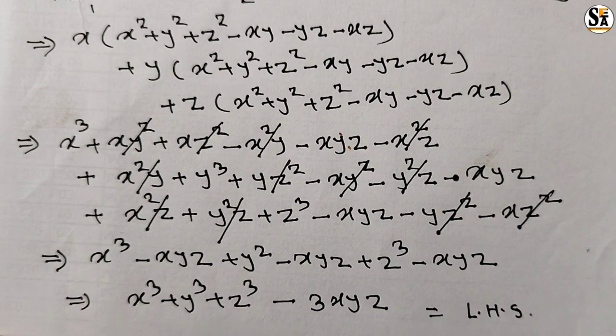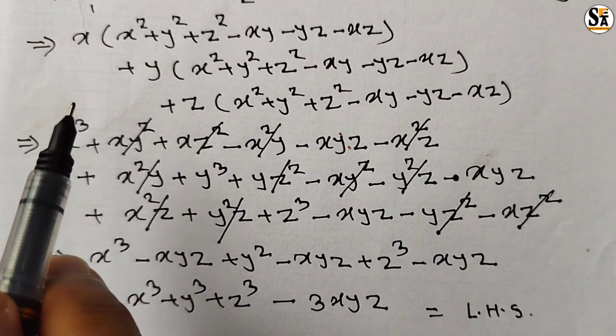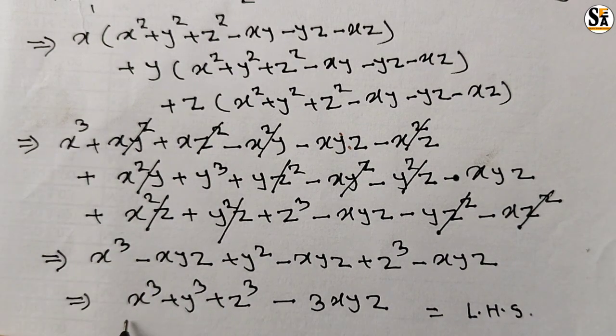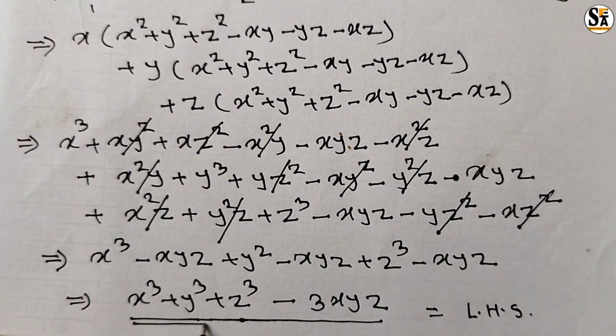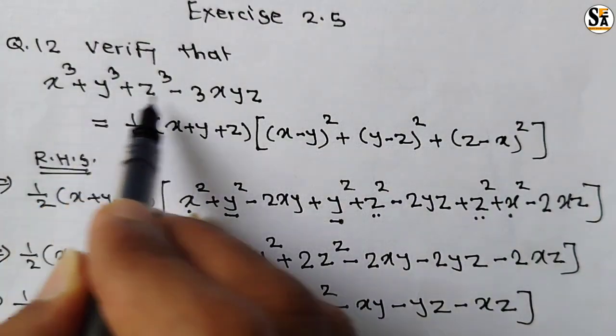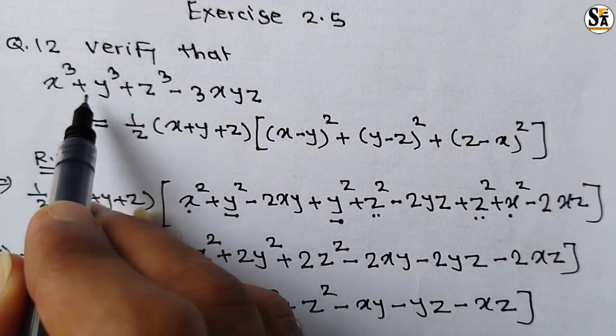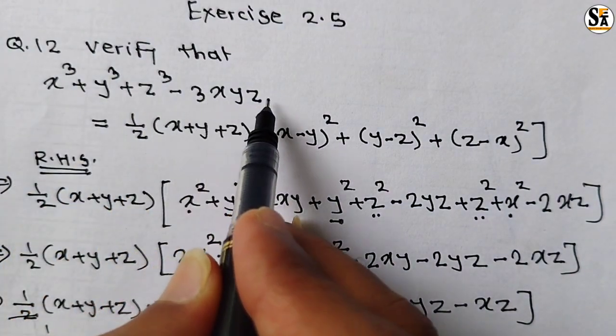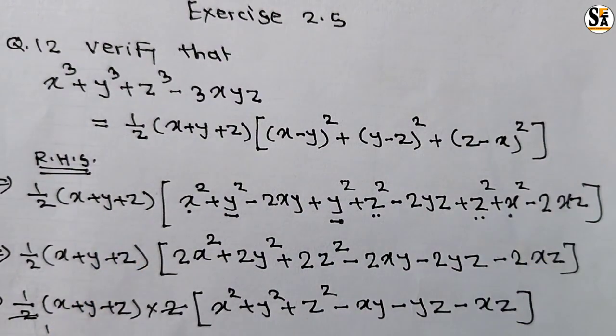Thus we proved, after solving the right hand side, that it is equal to x cube plus y cube plus z cube minus 3xyz. In this way we proved the question, that x cube plus y cube plus z cube minus 3xyz is equal to this expansion.